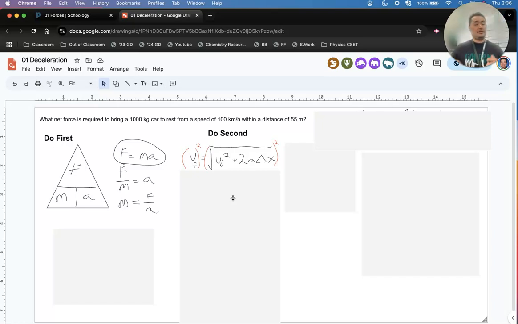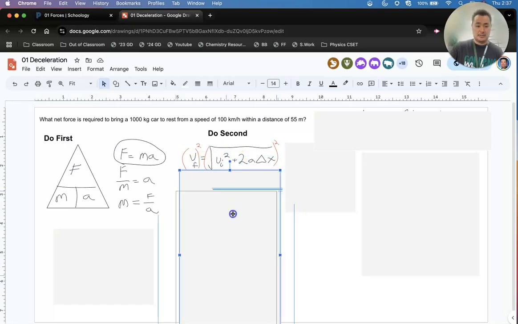While you copy that down, I'm going to explain why velocity final is going to be 0. The problem says what net force is required to make the car come to rest. So velocity final will be 0. Velocity initial will be 100 kilometers per hour, and your x is 55 meters. But we're trying to solve for A. So let's take the steps to solve for A.